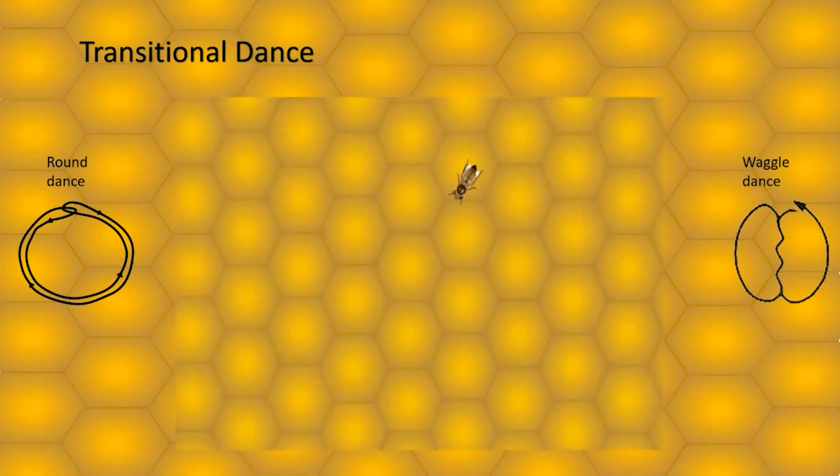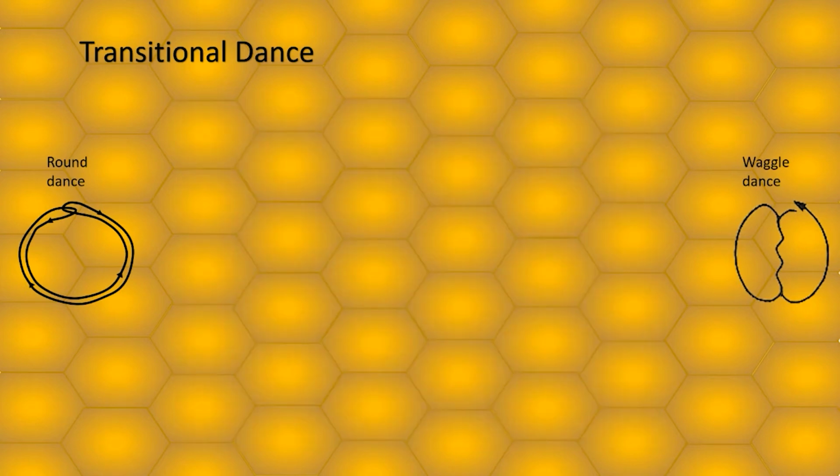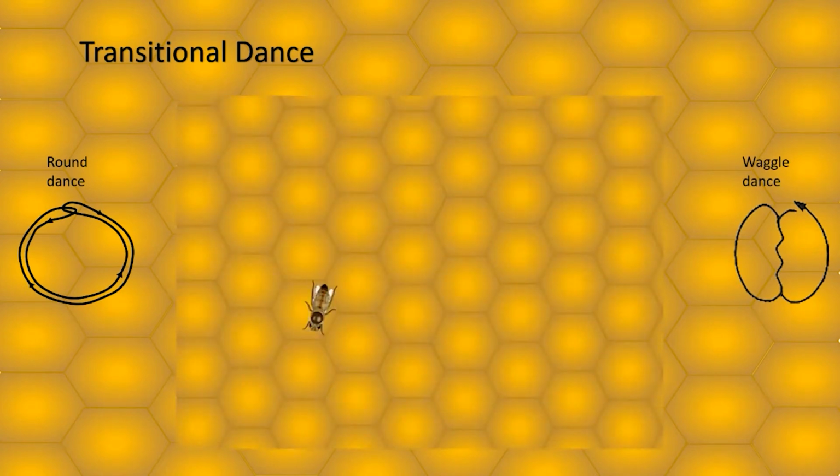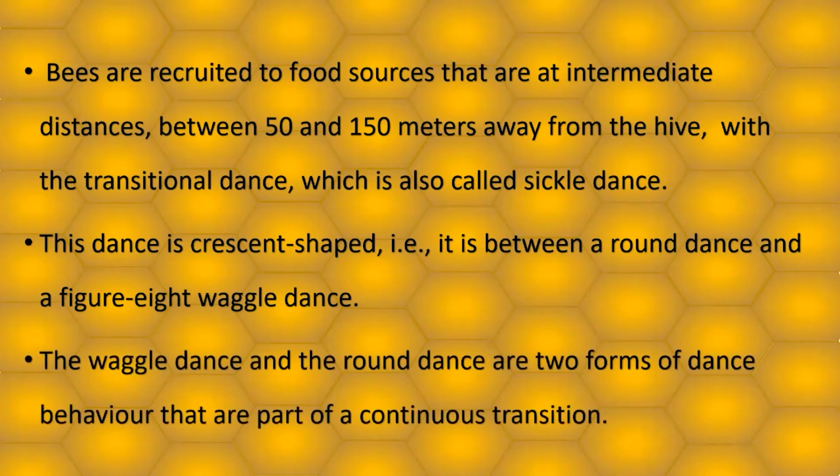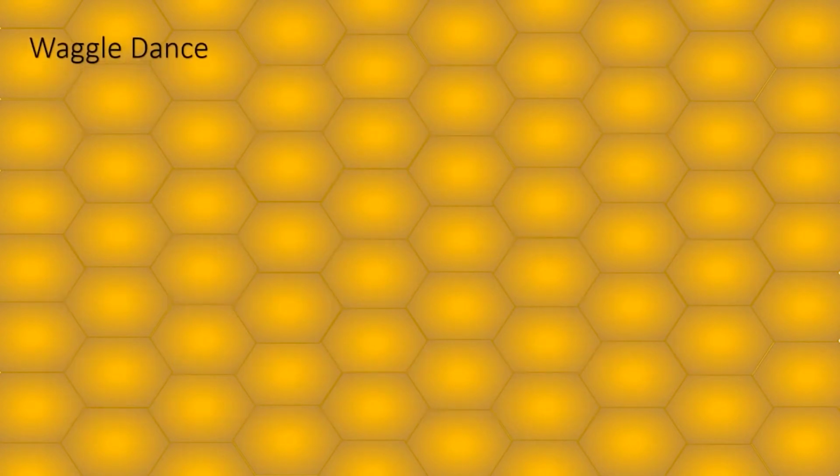Bees are recruited to food sources that are at an intermediate distance between 50 and 150 meters away from the hive with the transitional dance, which is also called the sickle dance. This dance is crescent shaped, that is, it is between a round dance and a figure 8 waggle dance. The waggle dance and the round dance are two forms of dance behavior that are part of a continuous transition.